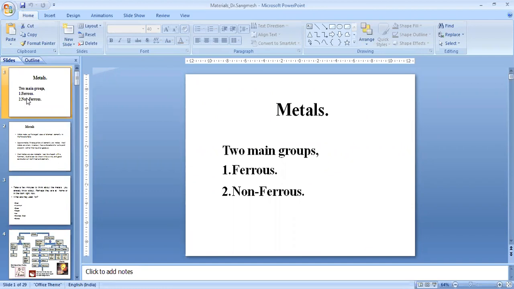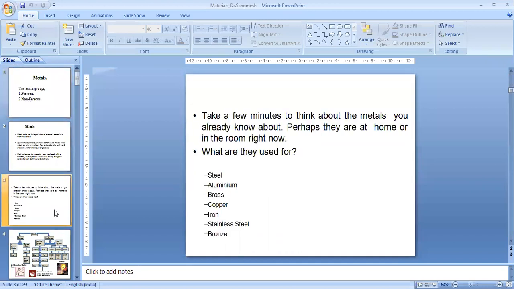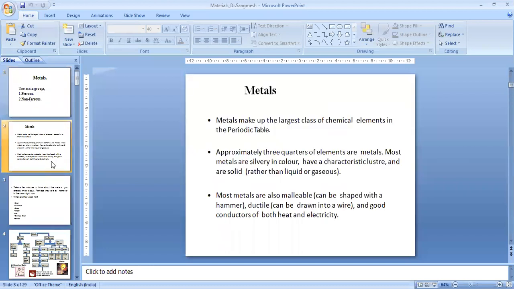We call it as. So if you look at the classifications of all that, and what is non-ferrous and all that, we can discuss. So this is with respect to ferrous, and non-ferrous is nothing but any material which normally will not have any carbon content in it or any iron. So metals make the larger class of chemical elements in the periodic table.